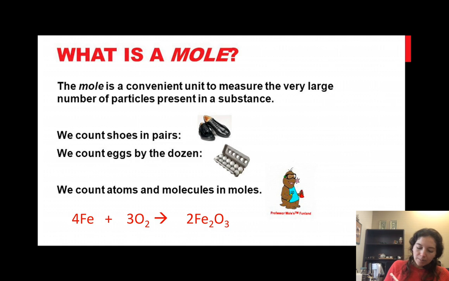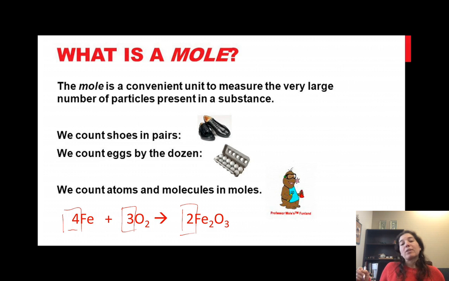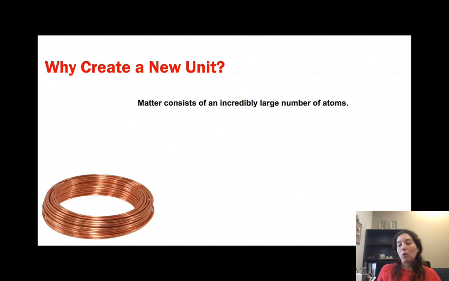So whenever you see a balanced chemical equation with these numbers in front of it here, 4, 3, 2, or whatever numbers are in front of each molecule, that is a mole. There are 2 moles of this compound for every 3 moles of this compound, and there are 4 moles of this element for every 3 moles of this, and so on and so forth. So these are relationships of them to each other. We're going to talk about this in the next video. Let's dig into what a mole is.